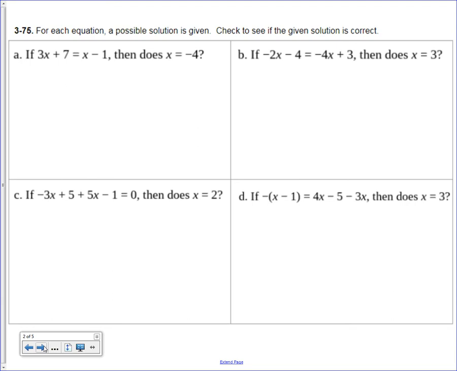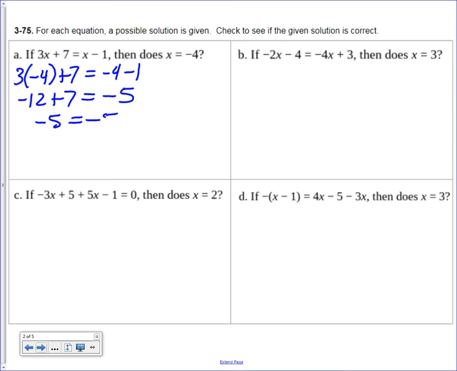75, it says for each equation, a possible solution is given. Check to see if the solution is correct. So you were to plug it back in to see if it was the right answer. So for A, I'm plugging in -4. So I'm doing 3 times -4 plus 7 should equal -4 minus 1. So 3 times -4 is -12. -4 minus 1 is -5. -12 plus 7 is -5. So the answer to this one was yes, or correct.